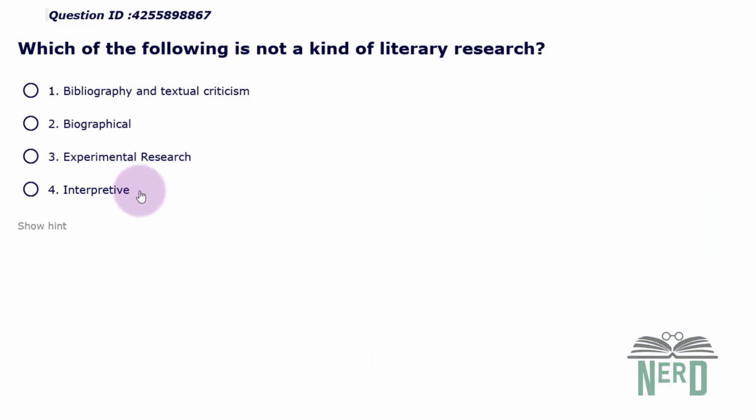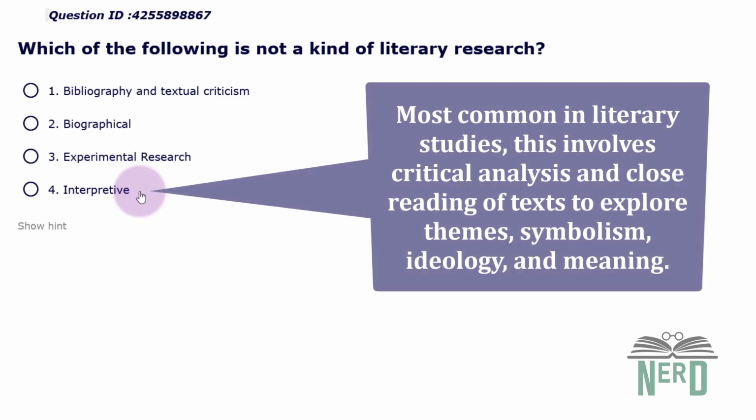Option D, interpretive. This one you've likely practiced the most. Every time you analyze a poem or decode a character's arc, you're doing interpretive research. This includes critical theory, close reading, deconstruction, feminism, Marxist, basically all the lenses we use to derive meaning from literature.